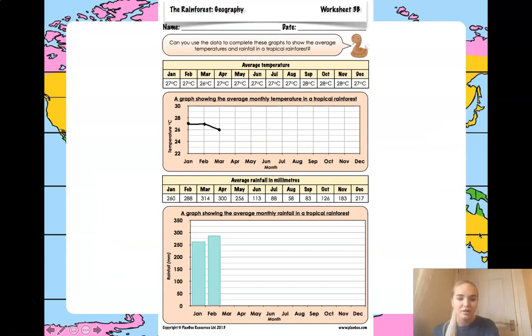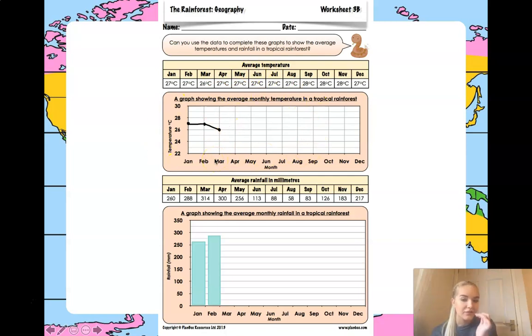I'm going to explain your task for today. So, the first task is this worksheet 3B. So it says, can you use the data to complete these graphs to show the average temperatures and rainfall in a tropical rainforest? So this first one is looking at a line graph.